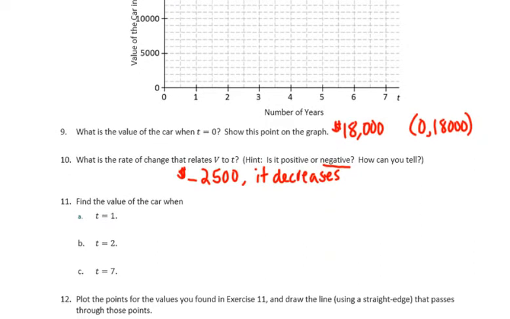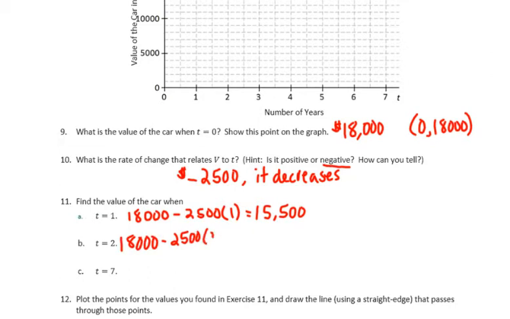So it would go down $2,500 for 1 year. So 18,000 minus 2,500 times 1 year. That's $15,500. I would do the same thing for t equals 2: 18,000 minus 2,500 per year for 2 years. So 2,500 times 2, that's 5,000. So that means my car is now worth 13,000.